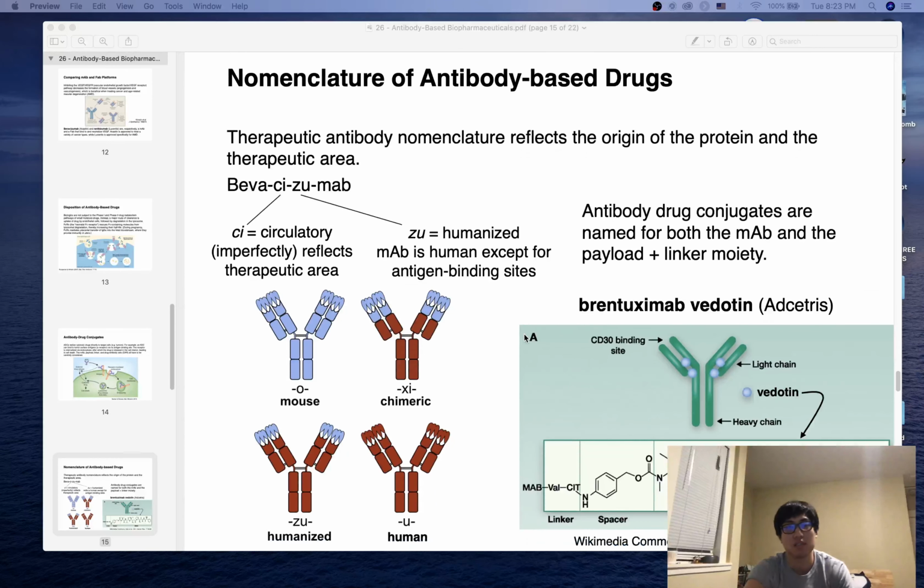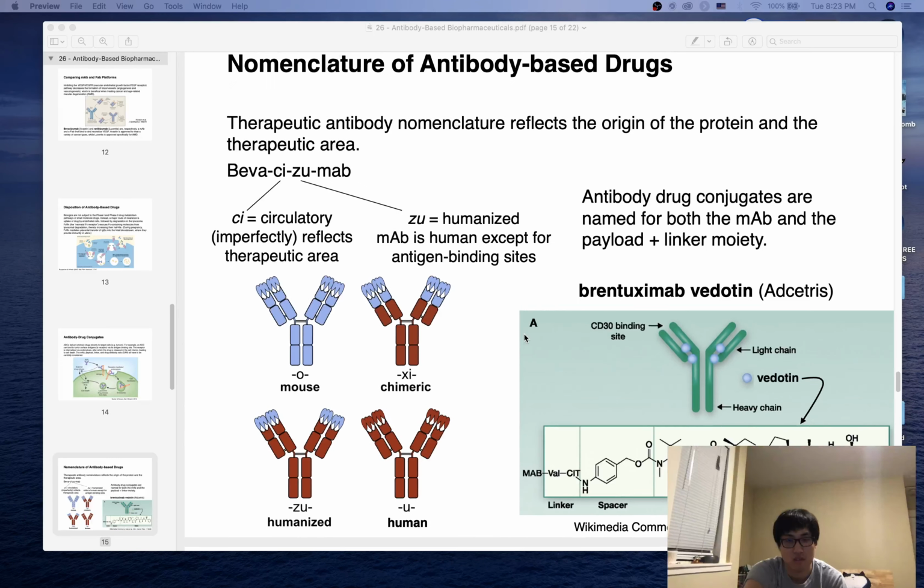This one is usable. I can imagine a question on nomenclature, where I just give you the name of an antibody and ask what it is for, or what it is from.